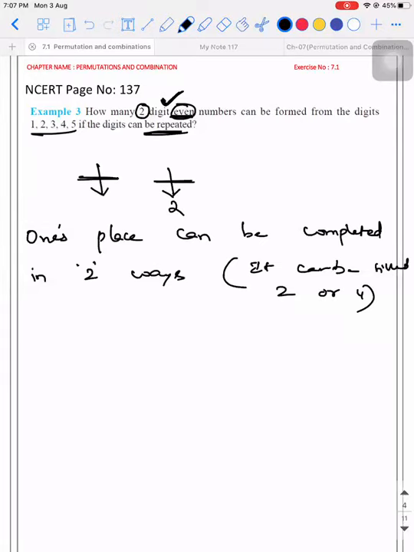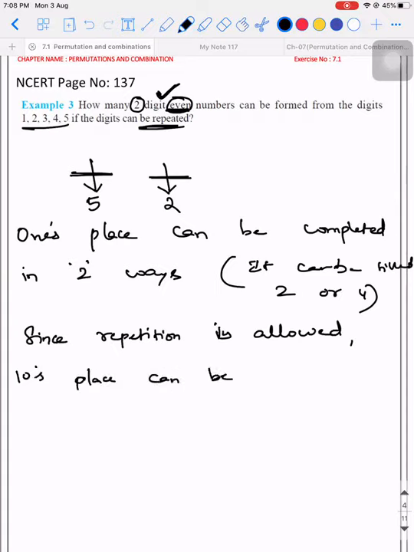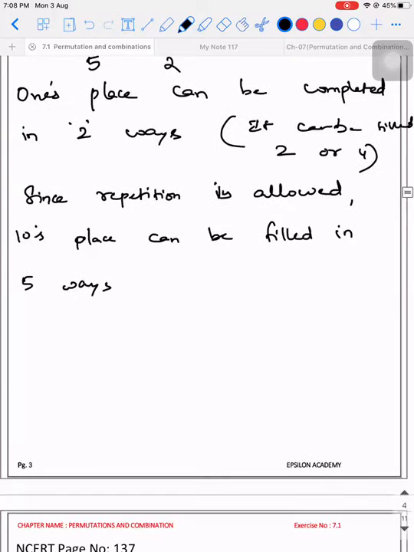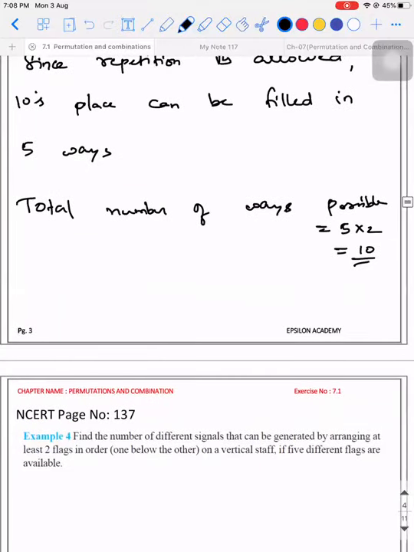In how many ways can you fill the tens place? 5 ways. So you need to mention it clearly: since repetition is allowed, the tens place can be filled in 5 ways. So the total number of ways possible? 10 ways. 5 into 2, that will be 10. So 10 numbers are possible.